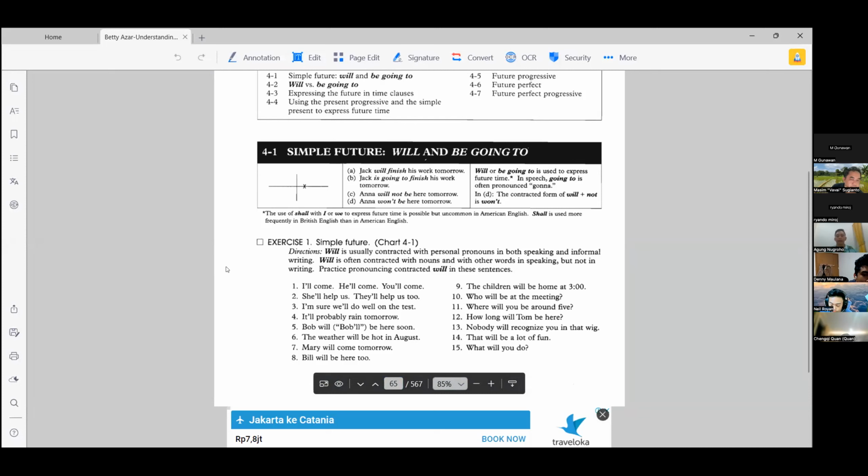Okay. So ladies and gentlemen, allow me to have like 3 to 5 minutes to present simple future. Ladies and gentlemen, if you could see on my screen, simple future is one of the grammar rules that describes something or an activity that happens not today, but in the future.